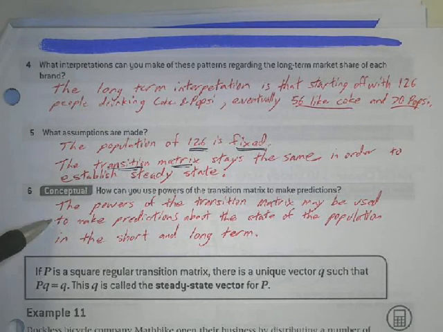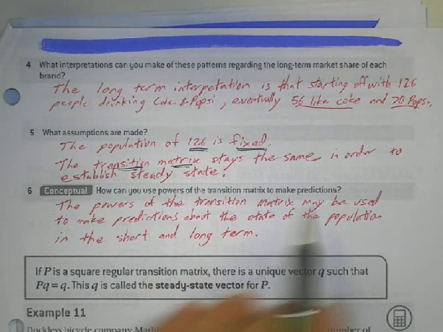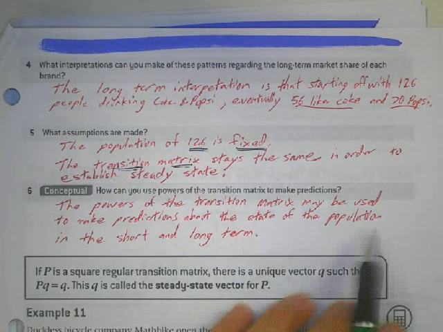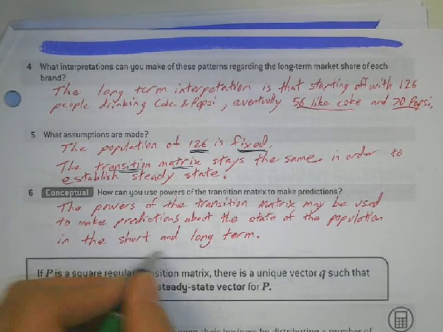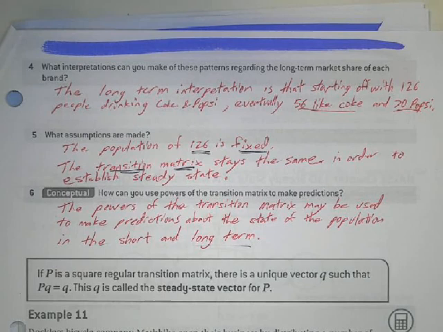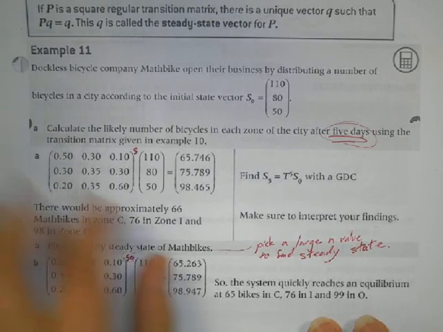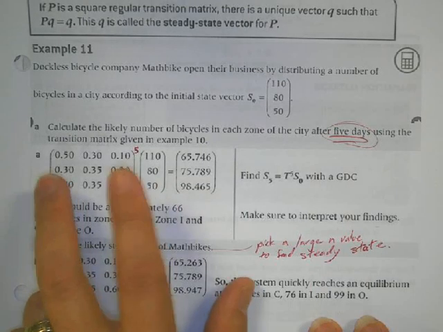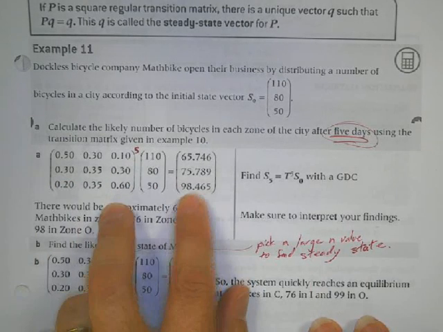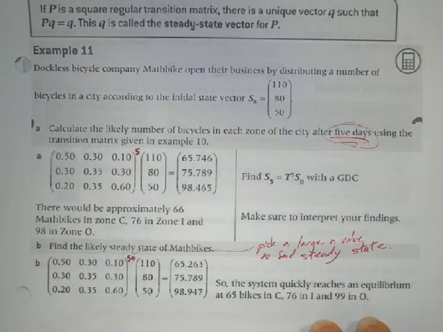And then question 6, how can we use power of the transition matrix to make predictions? So basically, as we said earlier, as the power gets bigger and bigger, then our long-term matrices will be reached. In example 11 here, I not only copied the question, but I wanted to make sure that you had the answers for this as well, so that when you did the assignment, you would have an idea of what's going on.